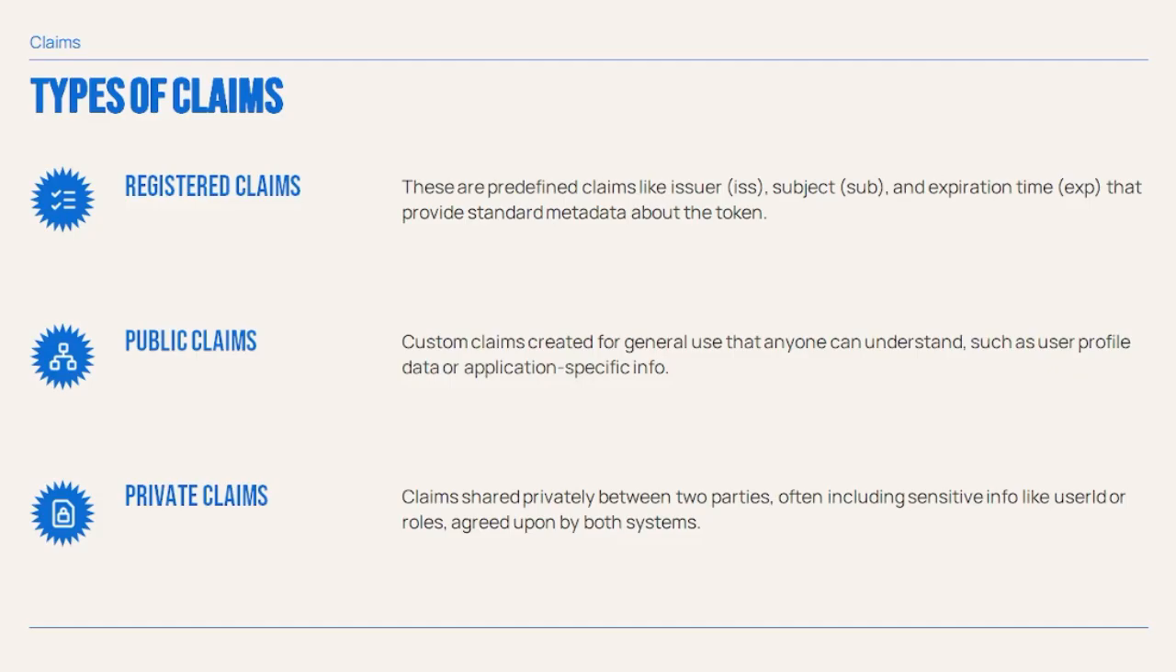Types of claims. Registered claims: these are predefined claims like issuer, subject, expiry time, etc. Public claims: custom claims generally used so that anyone can understand them, such as user profile, the username, first name, login name, last name, email, etc. Private claims: claims shared privately between two parties, including sensitive information, user ID, roles, etc.